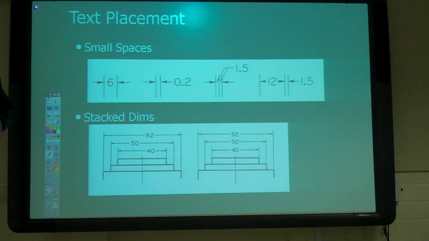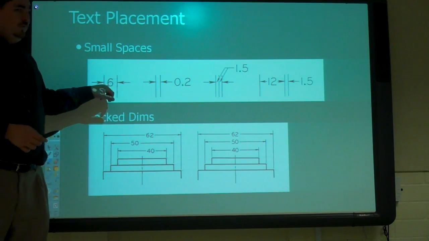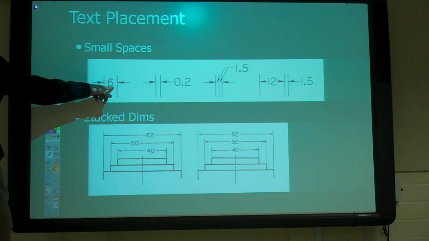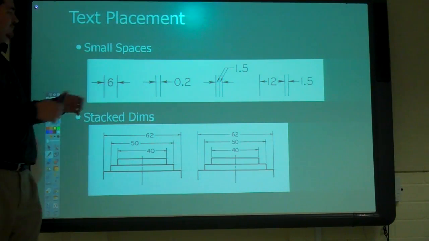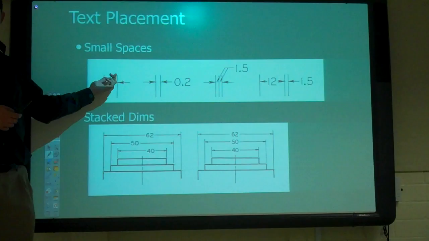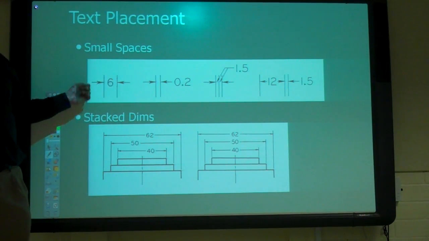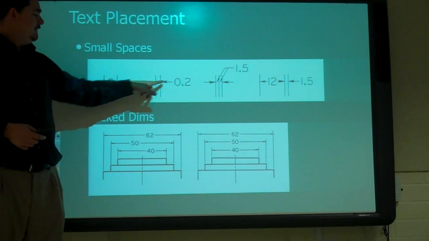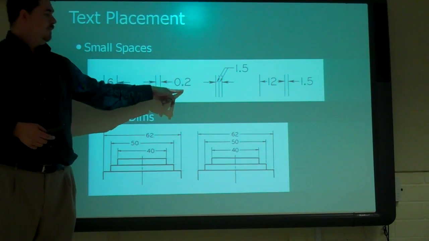We have to mention that with small spaces, we can put our arrows on the outside, which I like to do a lot. If I have space to put the text and the arrows inside, that's where it goes. If not, text inside, arrows outside. If it's too small for even the text, then you can put the text and the arrows outside.